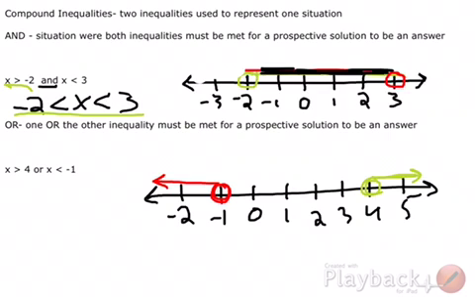They're both answers. So -2 is an answer, -3 is an answer, 5 is an answer, 6 is an answer. But none of the answers in between, 0, 1, 2, and 3, are solutions to the situation because they don't fall on either one of the inequalities.